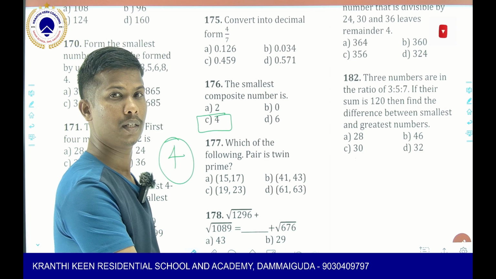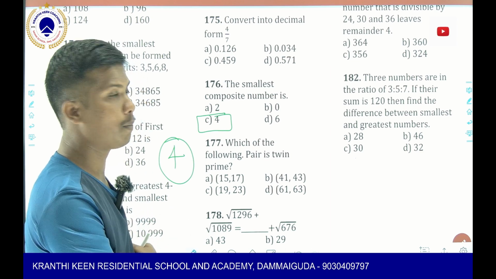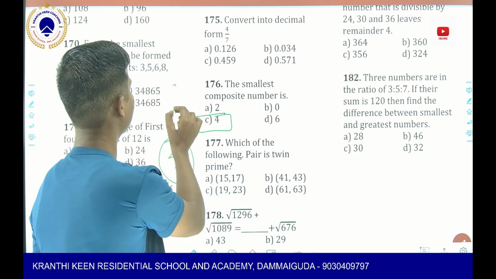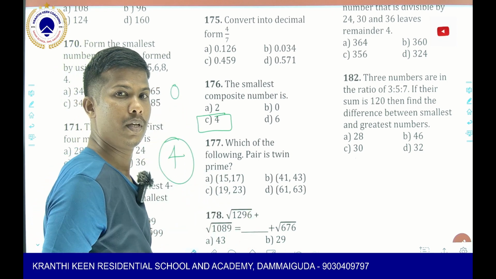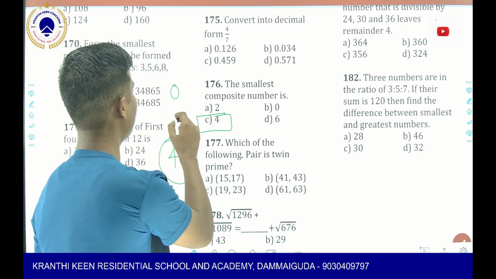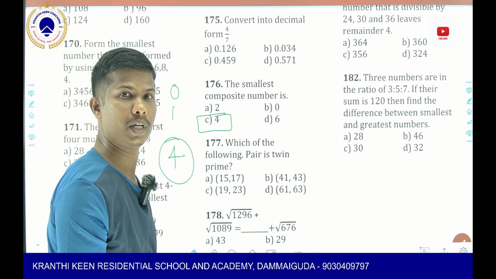And you see here, if we ask what is the smallest whole number, if we ask you the smallest whole number, it is zero. If we ask you to write the smallest natural number, it is 1. Okay?